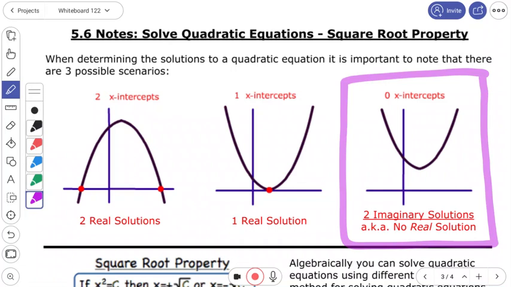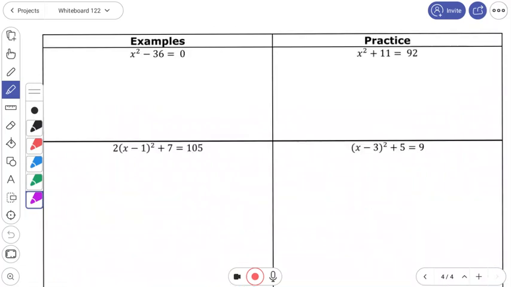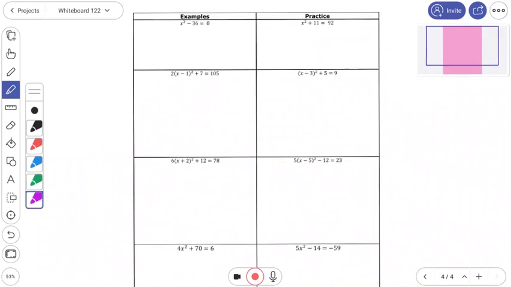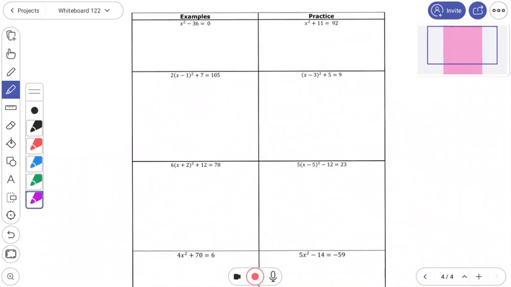So what kind of equations can you use the square root property to solve? Anytime you have an equation where you have an x term that is being squared and no other x value, what does that mean? Let's look at all of these examples really fast. They're on the back of your note sheet. Every single one of these examples has only one x value, and that x value is being squared.